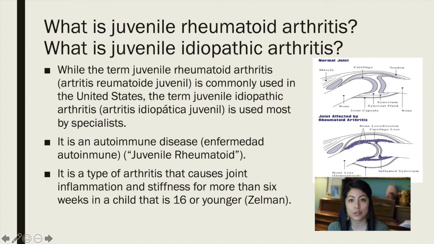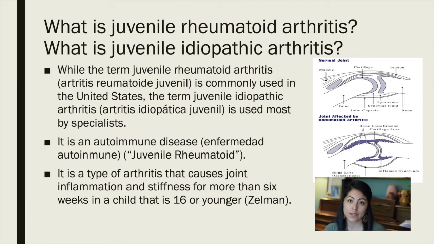So what is juvenile rheumatoid arthritis and what is juvenile idiopathic arthritis? Actually, both of these terms mean the same thing. They are interchangeable. Juvenile rheumatoid arthritis is mostly used in the US, and juvenile idiopathic arthritis is more commonly used by specialists. What does idiopathic mean? It means that the cause isn't known.